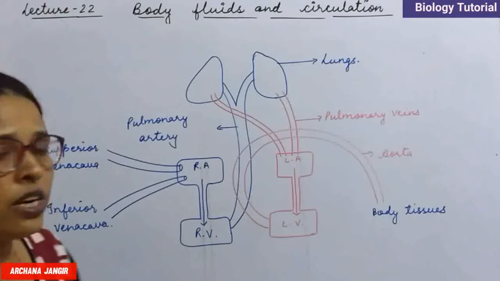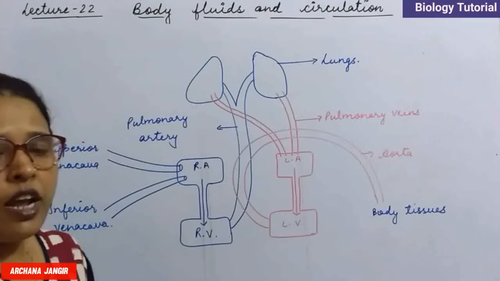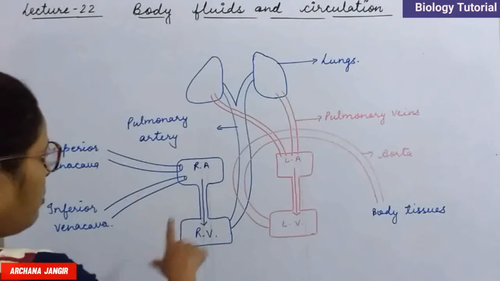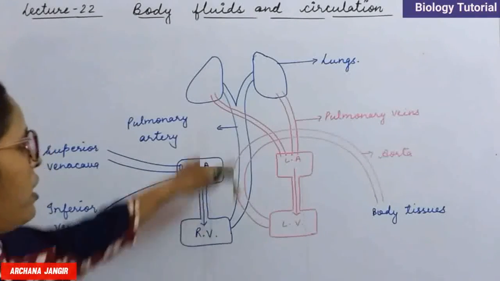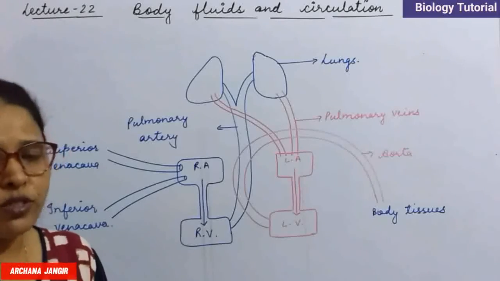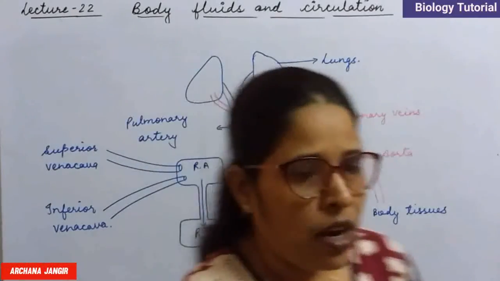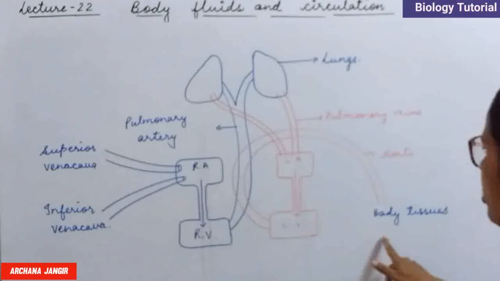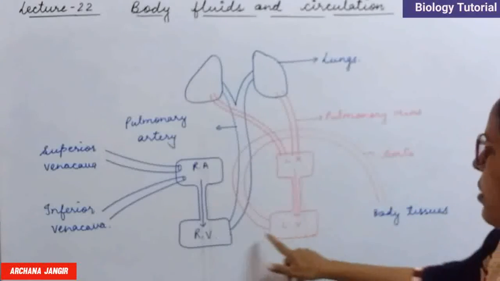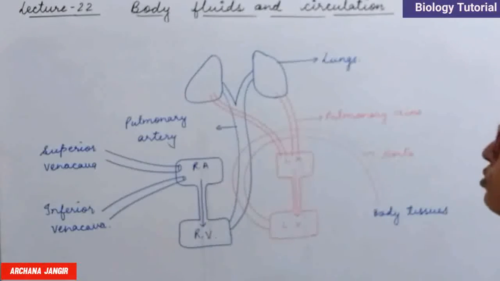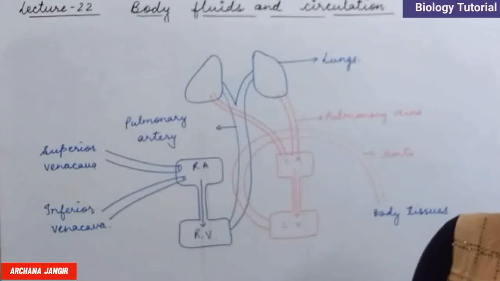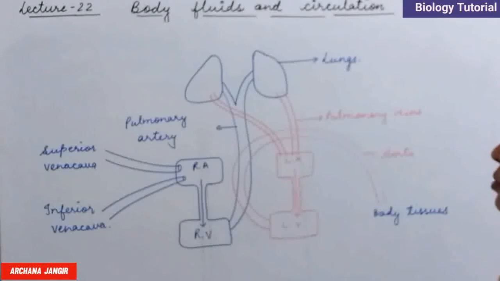So two types of circulation are getting completed here. One circulation is pulmonary circulation, in which the blood from the right ventricle goes into the lungs for oxygenation, and the second one is systemic circulation, where the blood from the left ventricle goes into the body tissues. Clear? So this is all about the double circulation.